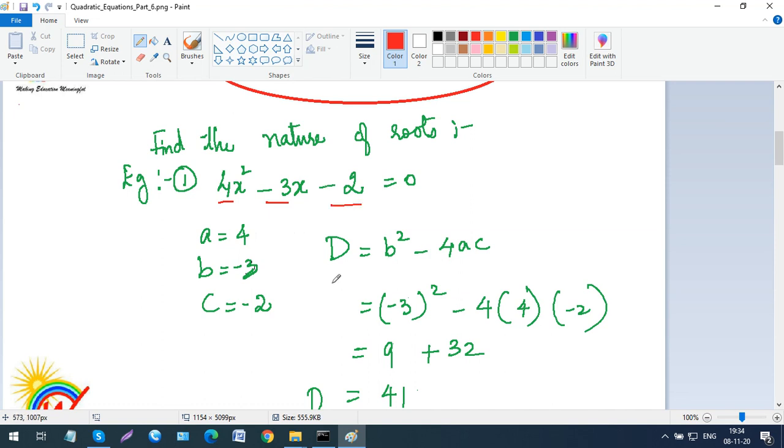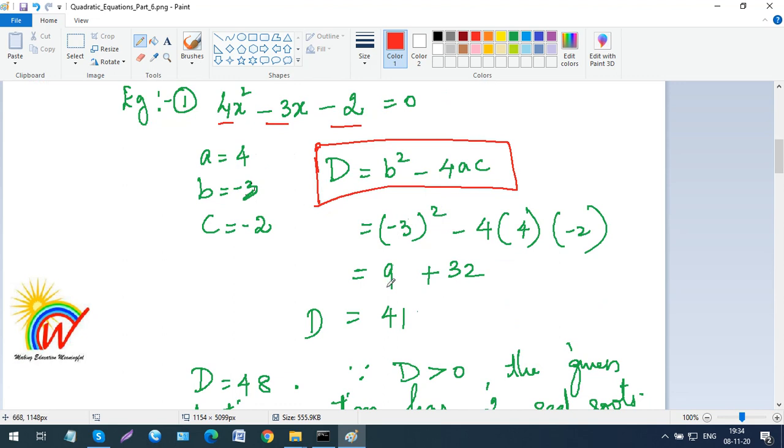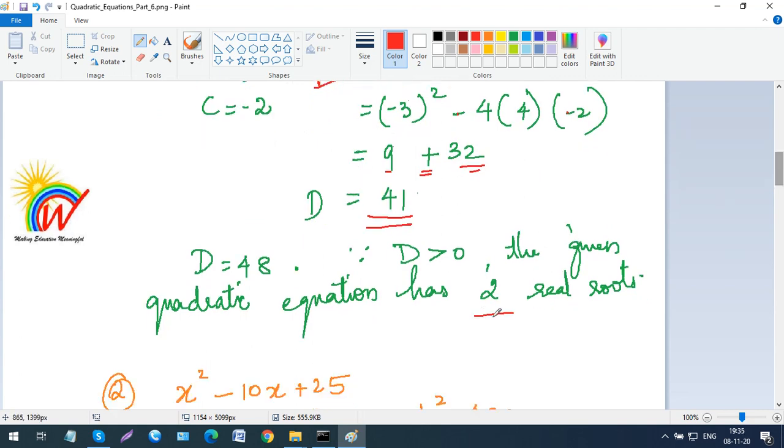Now here you use this formula D equals b square minus 4ac. So b is minus 3, so minus 3 the whole square, minus 4 into a, which is 4, into c, which is minus 2. Minus 3 the whole square is positive 9, and minus 4 times minus 2, the two minuses make it plus. 4 fours are 16, 16 twos are 32. Now you add 9 plus 32, which is 41. See, 41 is a positive number, it's greater than 0, so therefore the given quadratic equation has two real roots.